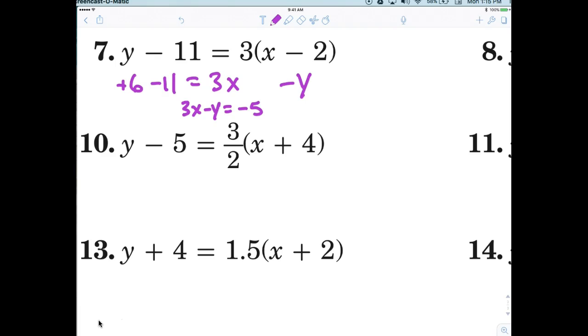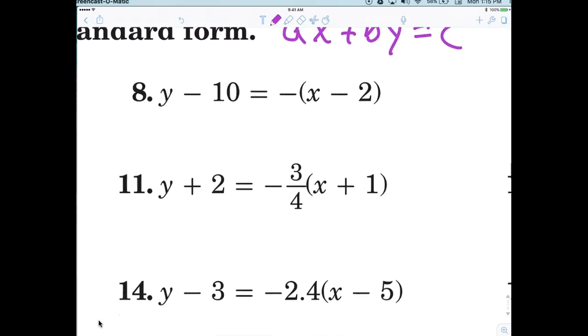All right, that's how you would write something in standard form. See how simple that is, guys? Very, very simple. There's just a few rules. A is positive, there's no fractions, and they're relatively prime. All right, so let's take a look at number 8.